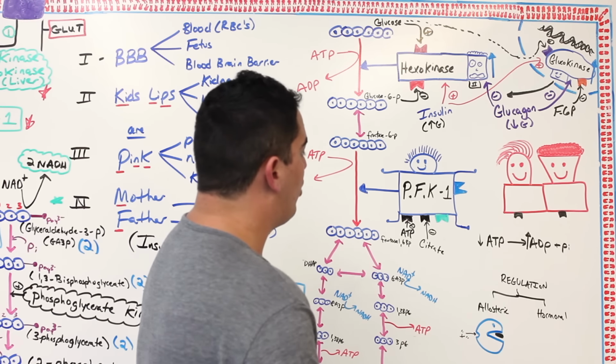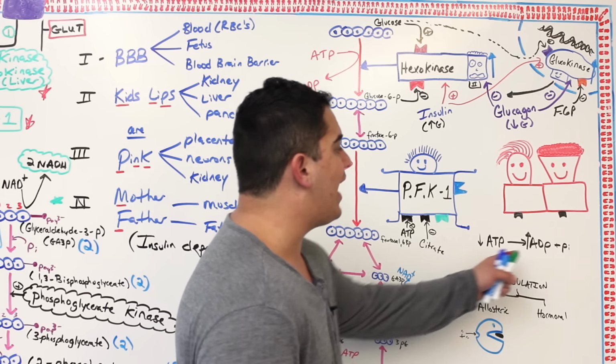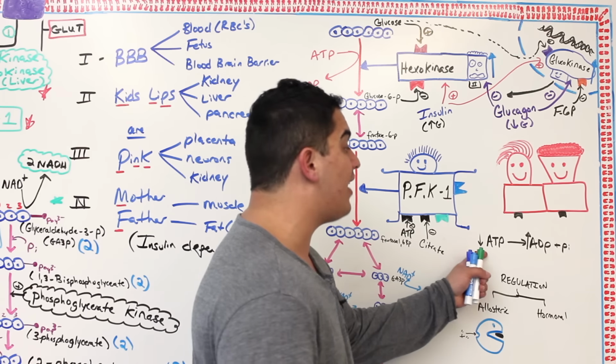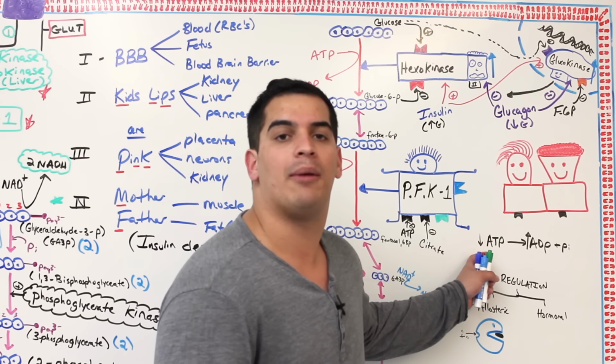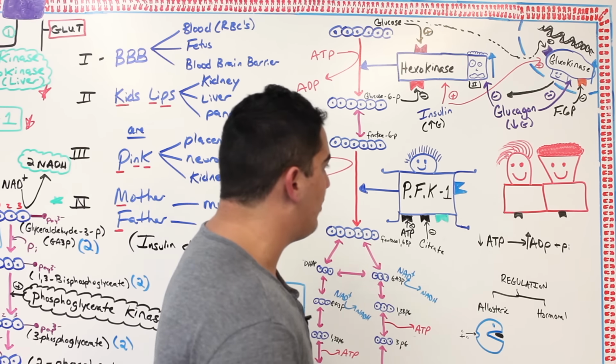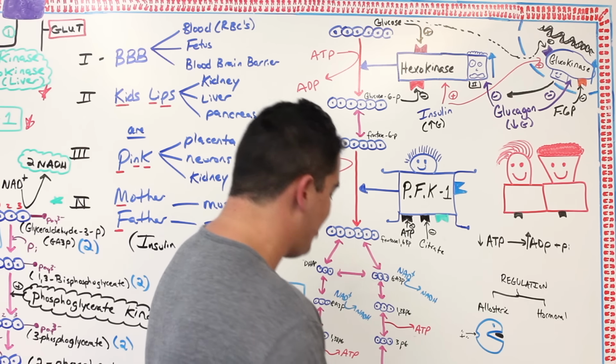Well, when the body, we don't really say low ATP, we say high ADP, because that's an indicator that there's not a lot of ATP in the cell and we need to make more. So what do you think that would be? Would that be a stimulus or an inhibitor? That would be a stimulus.